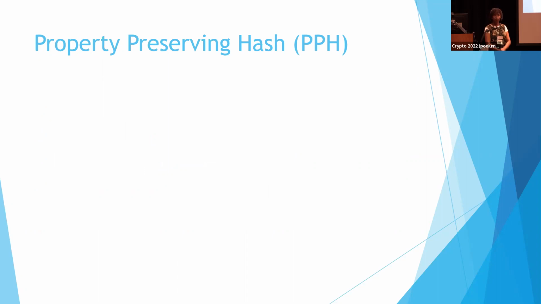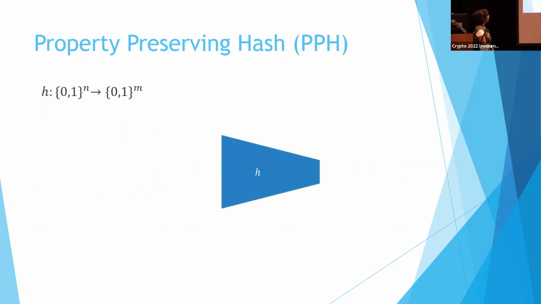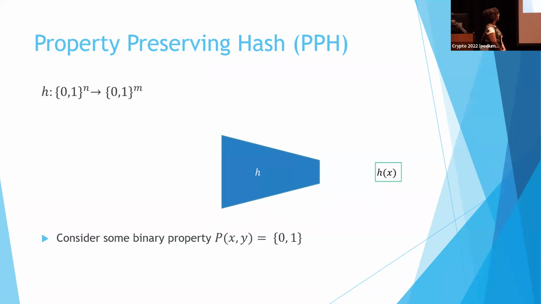So what is a property preserving hash? We have this hash function H, which takes as input an n-bit string X, and then outputs an n-bit string H of X. And then we can consider some binary property, P of XY, which is equal to 0 if the property does not hold, and 1 if the property does hold. And we say that H is a property preserving hash for this binary property P if, given H of X and H of Y, we're able to determine if P of XY holds.